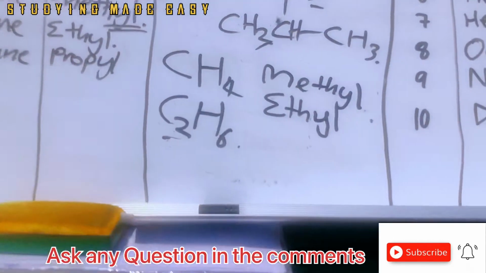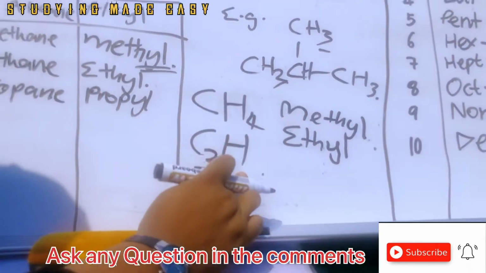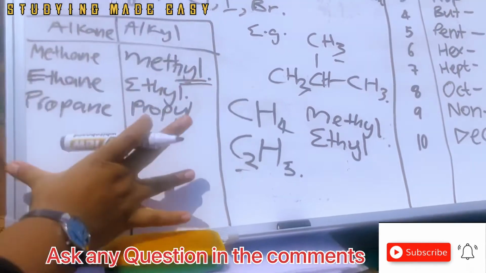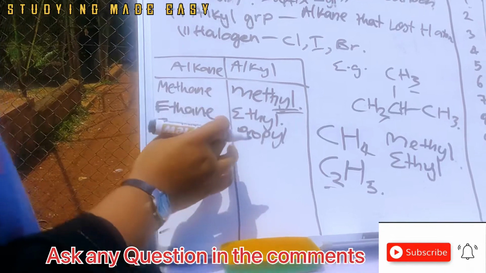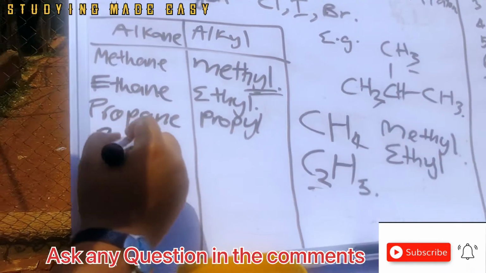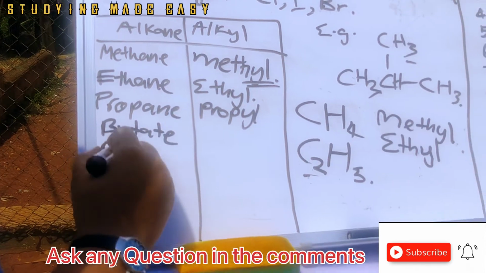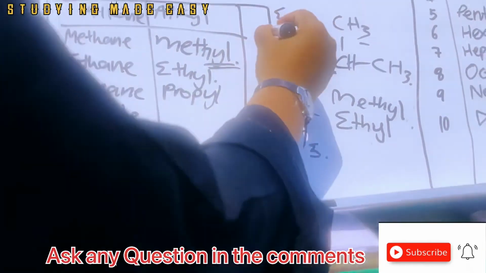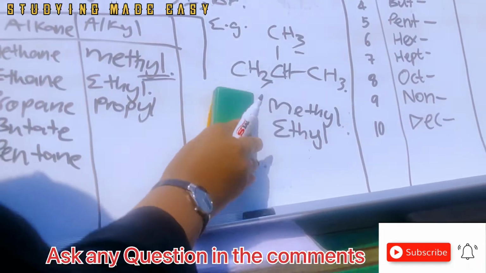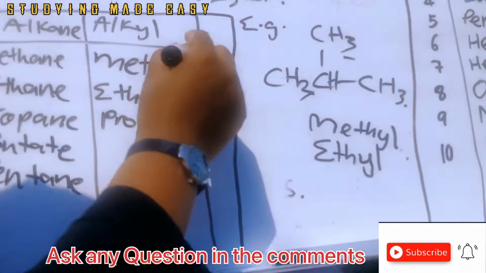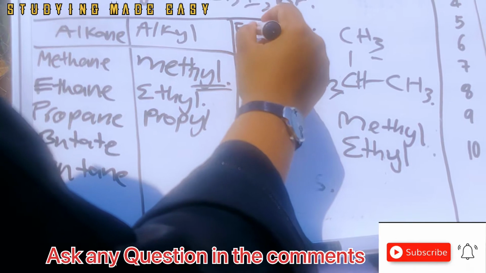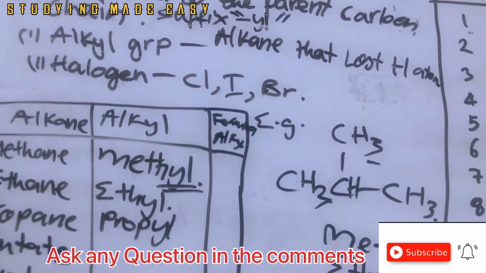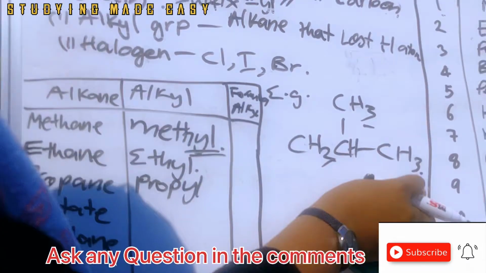And its formula, we know that ethane has the formula C2H6. So for it to be an ethyl, we said we reduce the hydrogens by 1. So this becomes C2H5. So I have this table over here. I've just done 3. I've done for methane, ethane, and propane. You can do butane, pentane. Alright, you can finish the table, and if you want, you can extend and write the formula for the alkyl group.